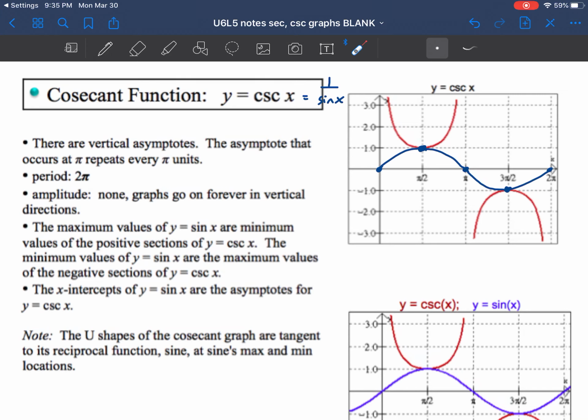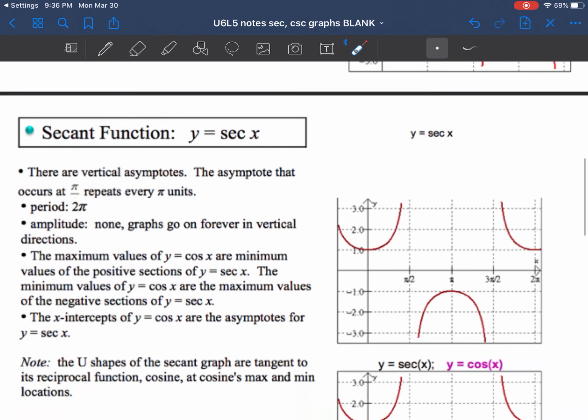And we mentioned this before: the x-intercepts of y equals sine x are the asymptotes for cosecant x. So again, when sine x is 0, here, here, here, and keep going, cosecant has vertical asymptotes. Final thing with cosecant, the U-shapes of the cosecant graph are tangent to its reciprocal function sine at sine's max and min locations. That's basically just saying that they touch when sine is a max or when sine is a min. Okay, let's go for one more, then I'll stop and make a second video with the example.